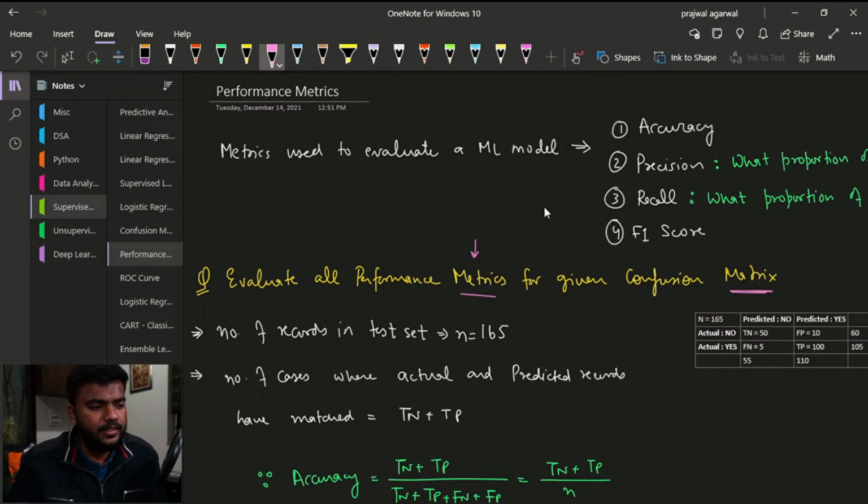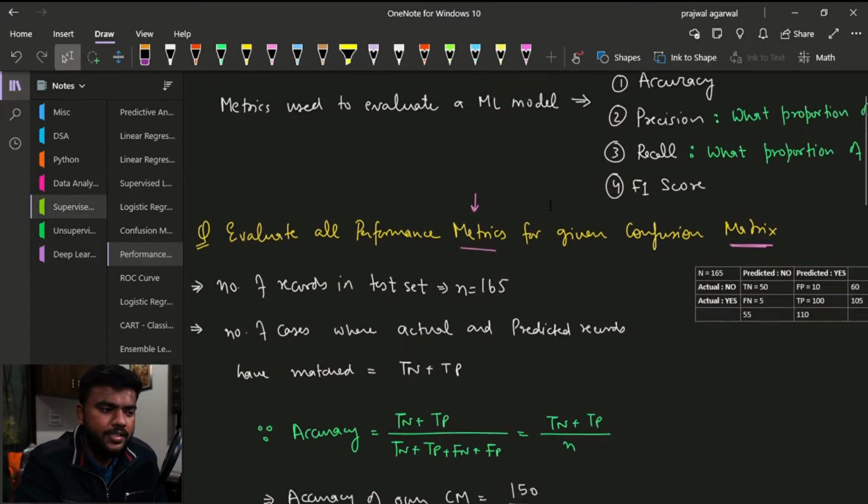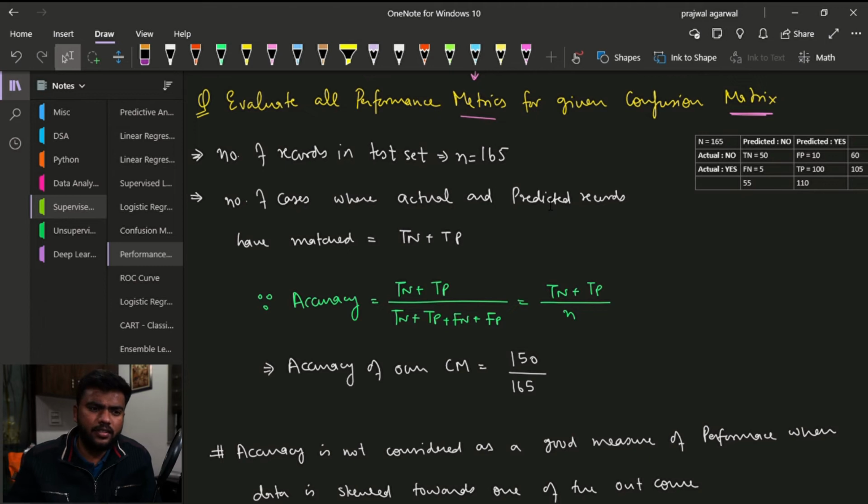The metrics that we use to evaluate the model are these four things: accuracy, precision, recall, and F1 score. So what is accuracy? Accuracy of a model, as the name suggests, is how many values are predicted correctly divided by the total number of values. The values predicted correctly are true negative and true positive.